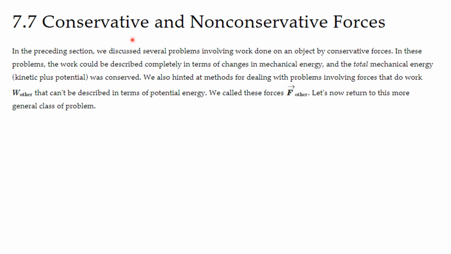Conservative and non-conservative forces. Earlier in this set of lectures, we discussed several problems involving work done on an object by conservative forces. In those problems, the work could be described completely in terms of changes in mechanical energy. The total mechanical energy, kinetic plus potential, was conserved. We also hinted at methods for dealing with problems involving forces that do work that can't be described in terms of potential energy. These non-conservative forces are what we're going to talk about in this lecture.